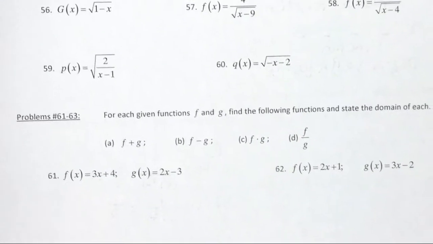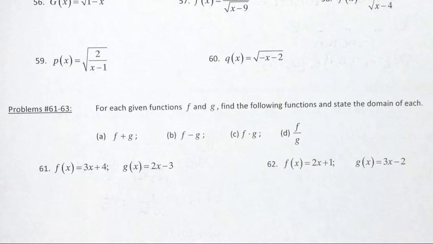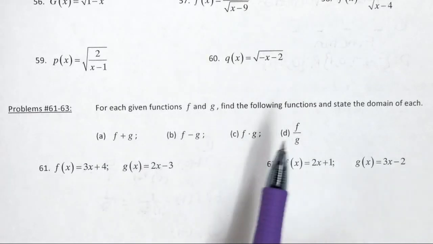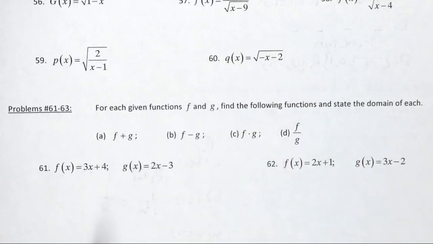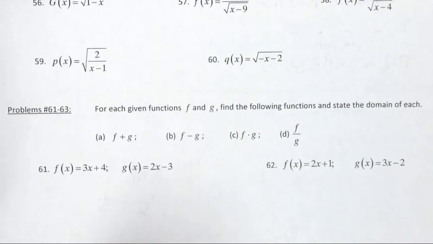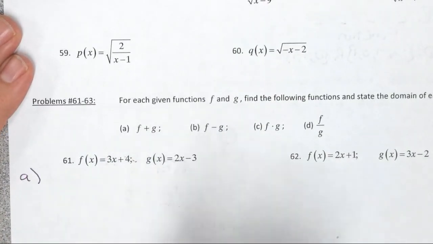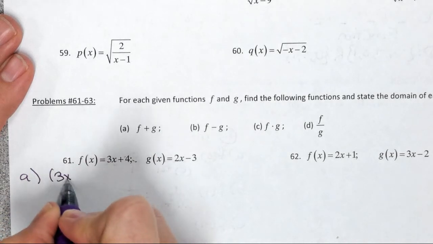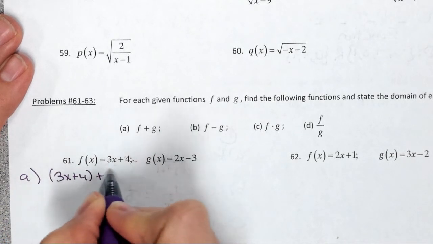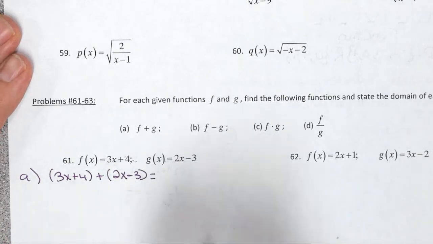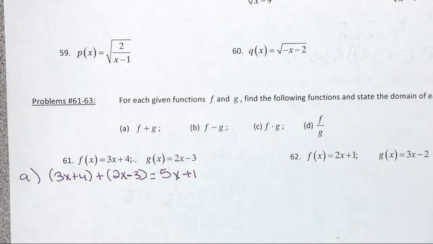Let's go look at number 61, the bottom. On 61 at the bottom, you have to do 4 things for each problem. You have to add your functions, subtract your functions, multiply your functions, and divide your functions. So on A, they want me to take both of these functions and add them together. So 3x plus 4 plus 2x minus 3. And just like Algebra 1, I'm going to combine my like terms and I get 5x plus 1, and you're done.